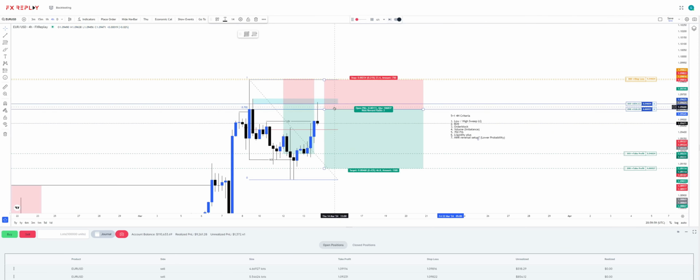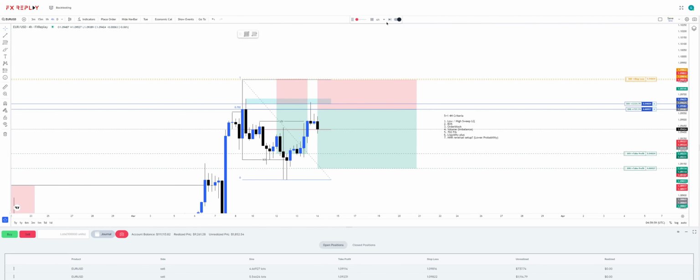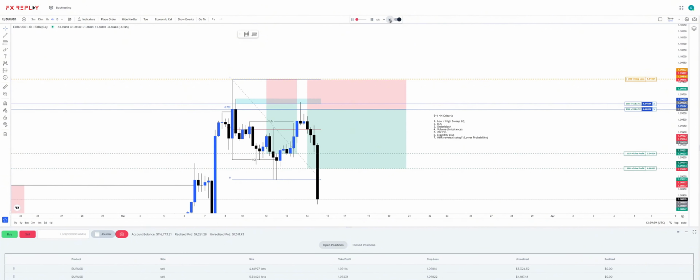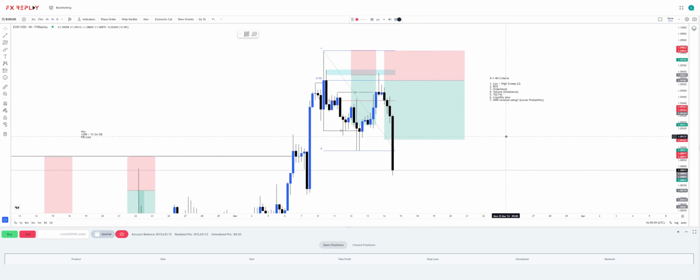Okay, we've tagged into the order block and our 702 limit. Let's see what happens. And we're immediately out as well. Okay, so good probability setup.